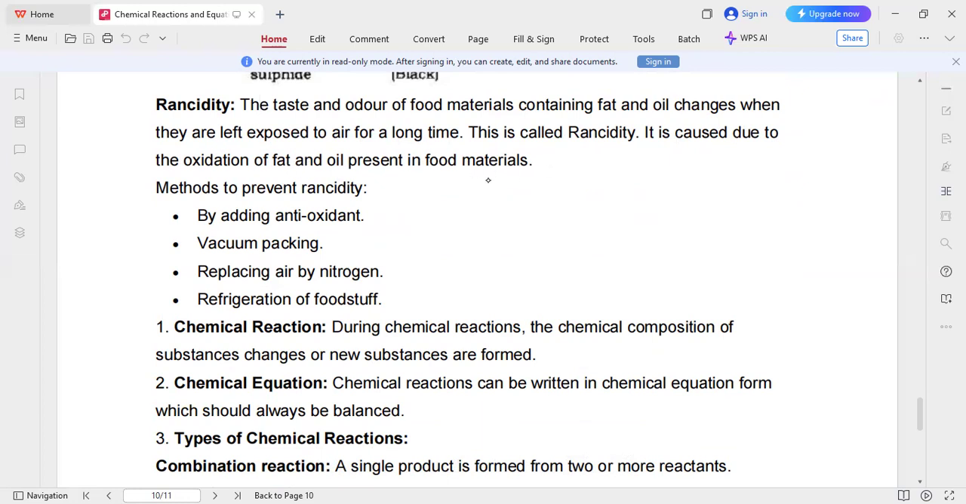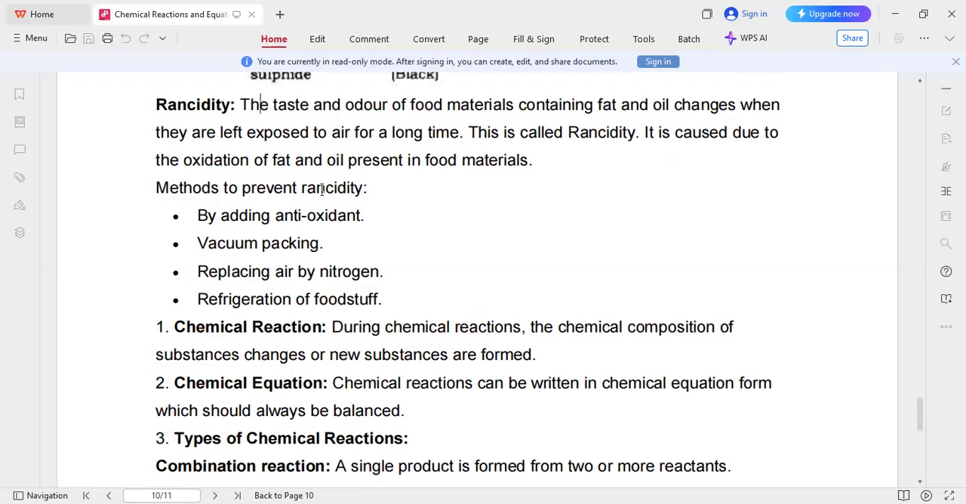We can observe this phenomenon in cooked chicken and mutton. If you keep it outside for a few days, a bad smell will start coming out of it. Yes or no? It means your food has become rancid. It is due to the oxidation of fat and oil.